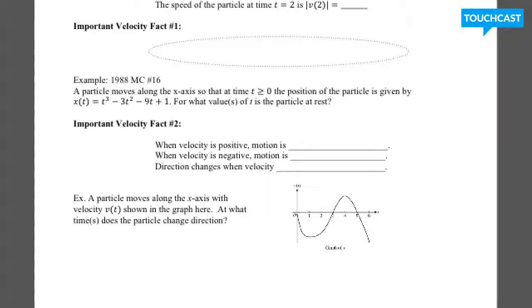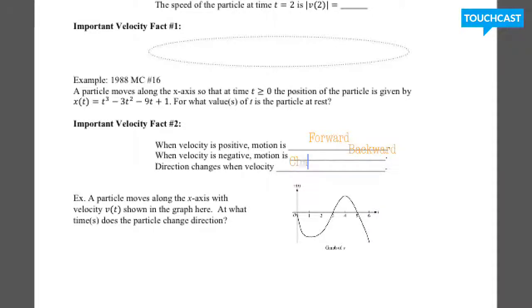So important velocity fact number 2: when velocity is positive, motion is forward. So probably you've guessed, when velocity is negative, then motion is backward. So the key fact, something that you're going to have to know for the AP test, this comes up frequently: direction changes. So direction meaning whether you're going forward or backward. The change between going forward and going backward occurs when velocity changes sign.